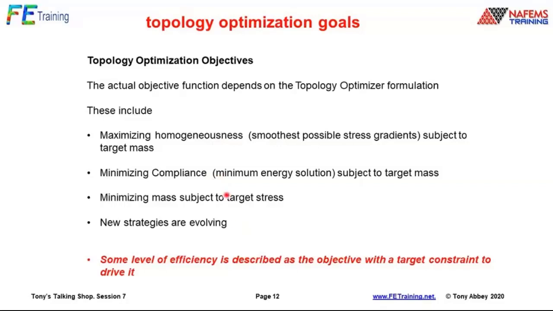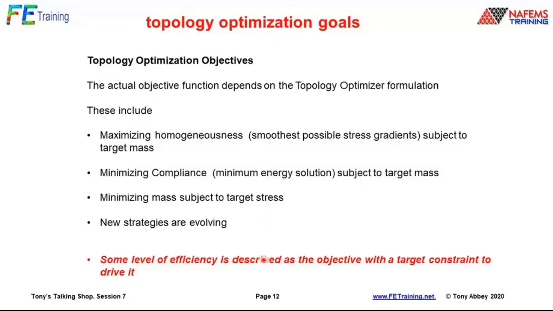The most common one, though, is minimizing compliance, which means maximizing stiffness subject to a target mass. So that's our typical volume fraction, say 0.7. Let's get rid of 30% of the mass, and maximize stiffness. Maximizing stiffness and minimizing compliance are very similar statements. So we're coming up with very efficient structures, and the constraint is actually on the mass. Now we're starting to see new strategies evolving, like minimizing mass directly to a target stress, for example. Things are changing from the basic starting point of minimizing compliance subject to a volume fraction.